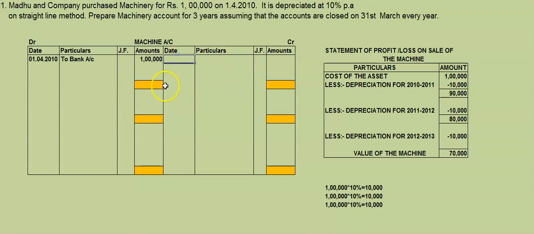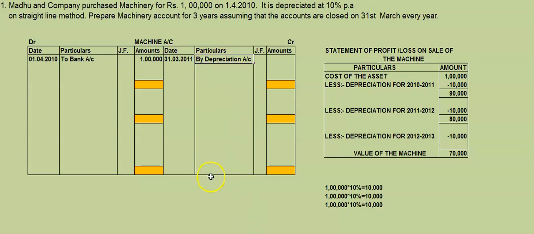This is the entry we have taken. Now we have to provide the depreciation at the year end. What is the year end for this? We have started from April and we have to end at what? 31st March 2011. What you have to write in the entry? By depreciation account. How did we get this entry on the credit side?